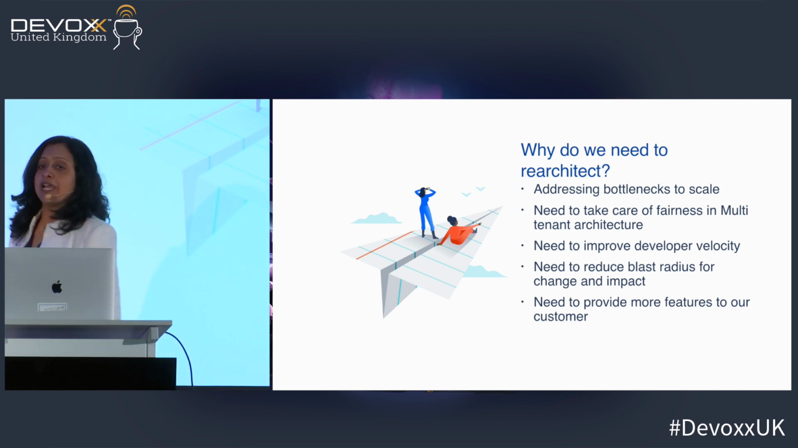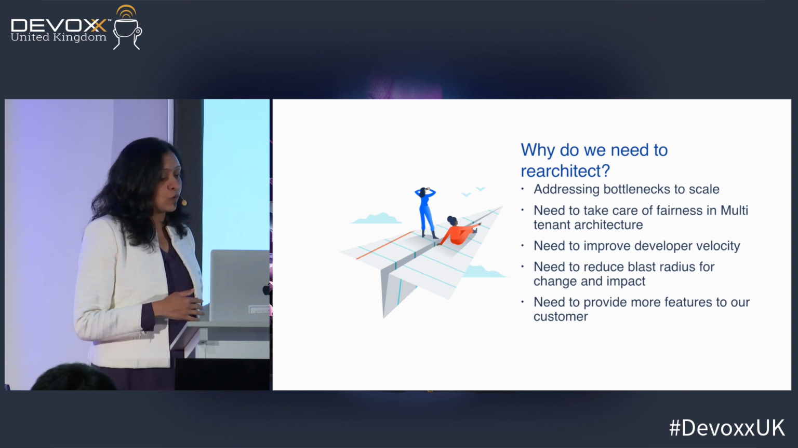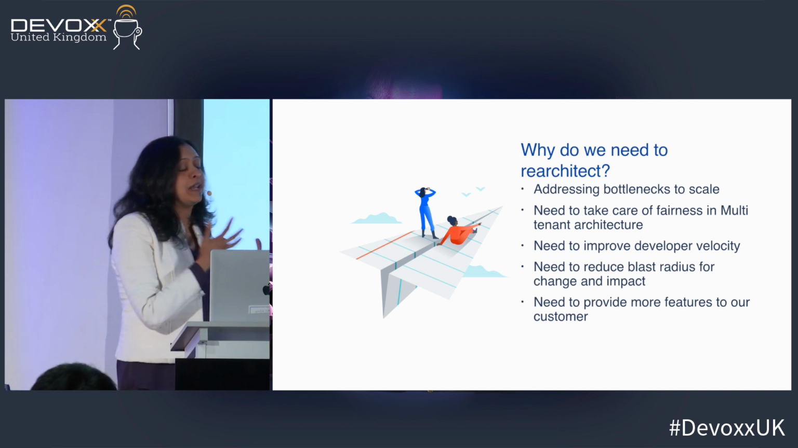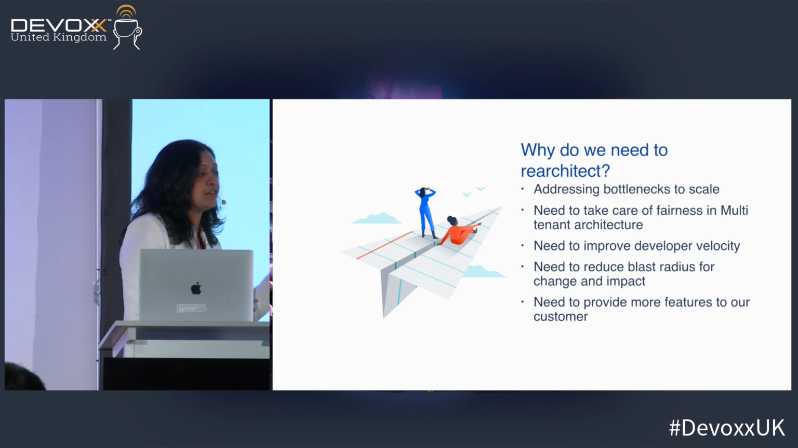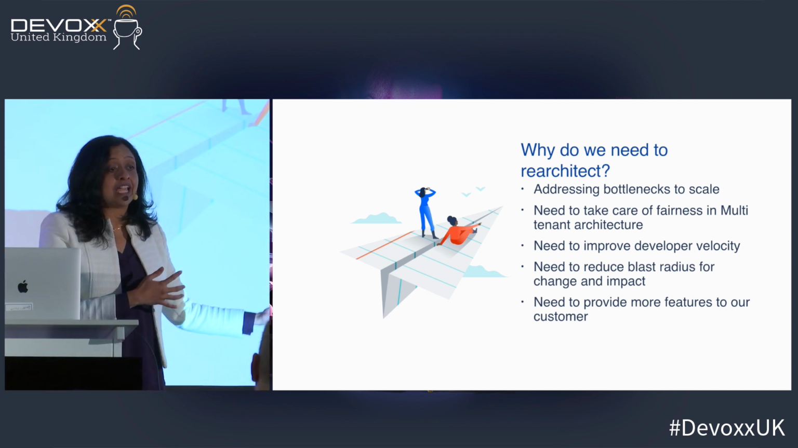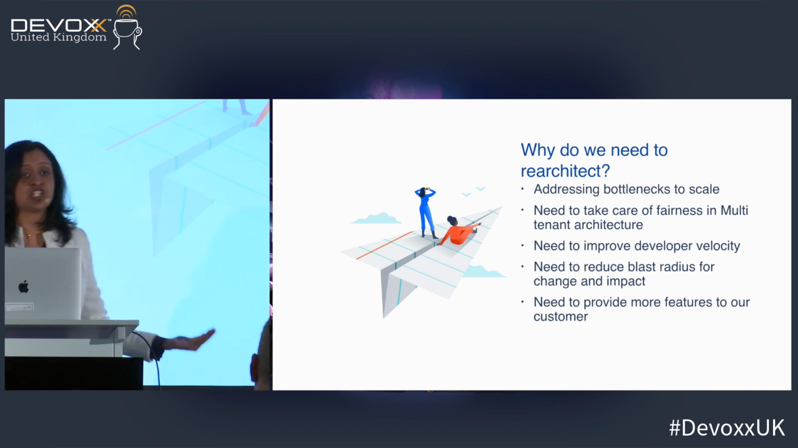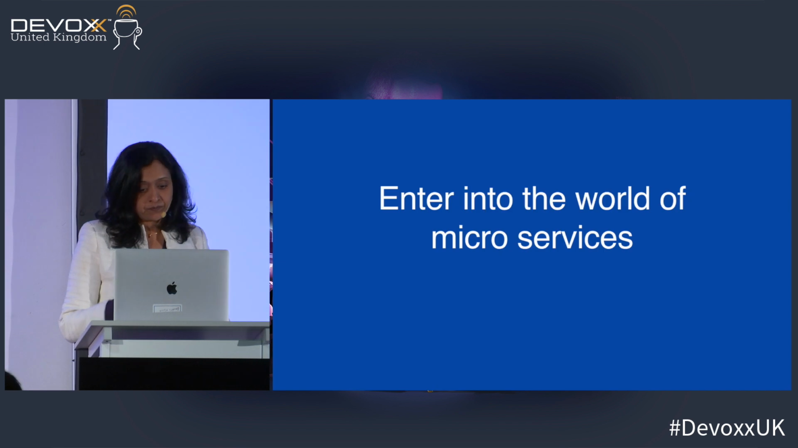We need to provide more features for our customers, and quickly. So that is another reason: when people are working in the monolith and the pipelines are frozen because of changes, we cannot move as fast as we would like to. So the re-architecture helps us to move faster.